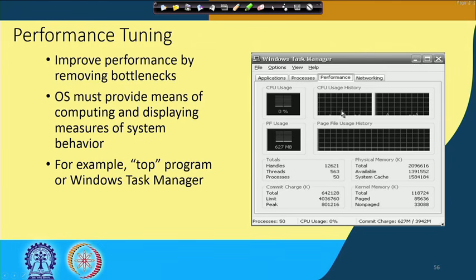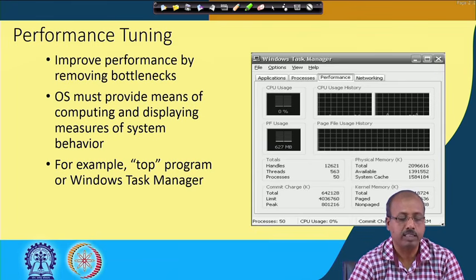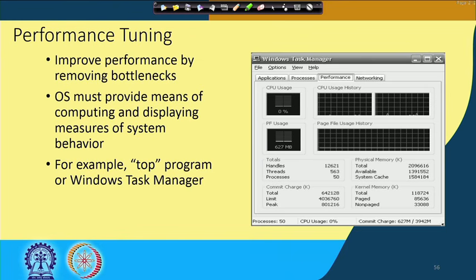If the CPU usage is low, that means there are not many processes in the system. If, for example, you are trying to see the reason for the throughput being low, and you see that the CPU usage is low, that means the number of processes in the system is also less. The OS must provide means of computing and displaying measures of system behavior. That is important. For example, there is the top program or Windows Task Manager, which gives you the task details that are there.